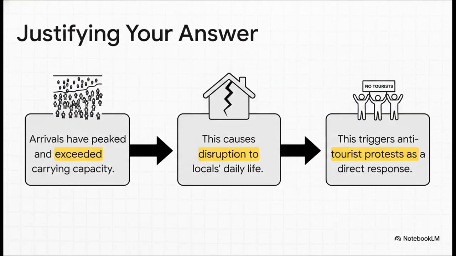And here's exactly how you justify using that term. You have to use these keywords. They show you understand the chain of events. The destination has exceeded its carrying capacity, which then leads to the disruption of daily life, and that, in turn, triggers anti-tourist protests. It's a clear cause and effect relationship.